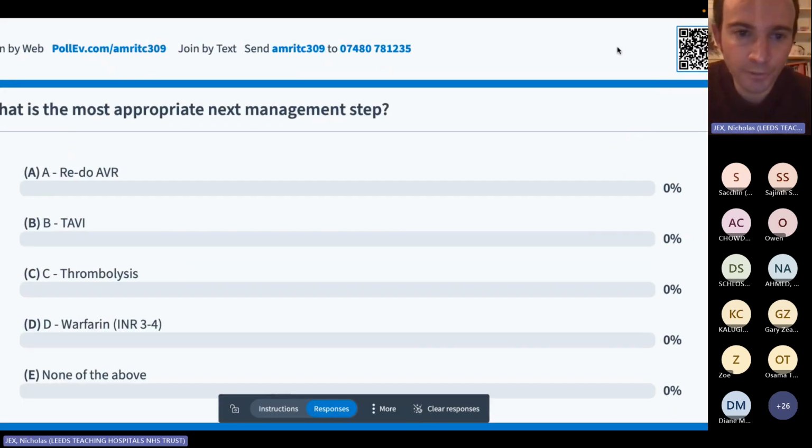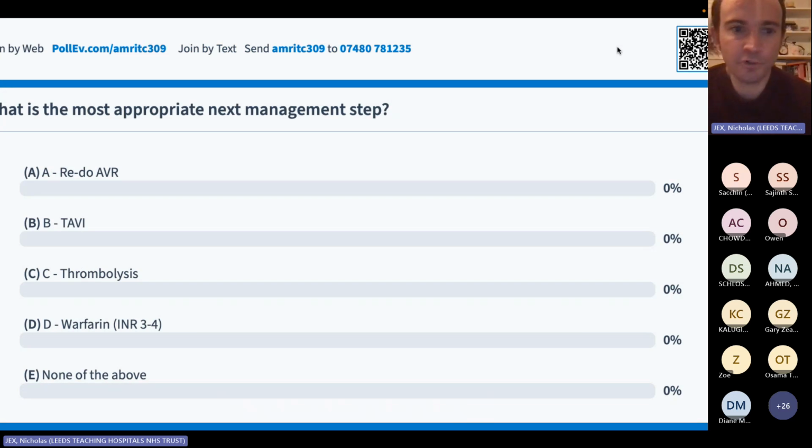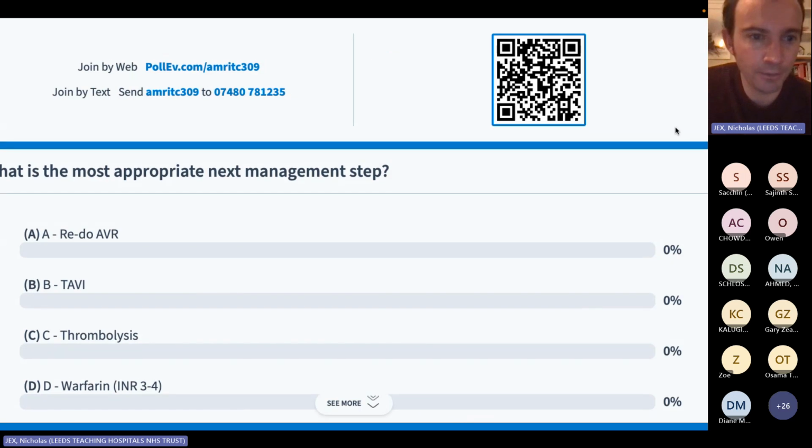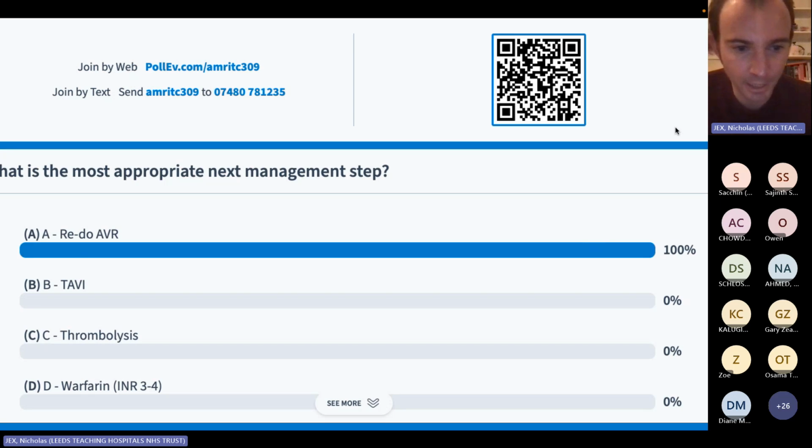So at this point, what would you do? The patient's increasingly symptomatic, gradients are still going up. Would you plump for a redo AVR, a TAVI? Would you thrombolyse the patient, or would you carry on with the warfarin and get the patient to the target INR of 3 to 4?